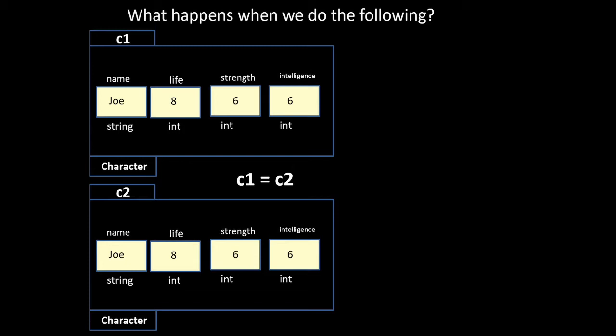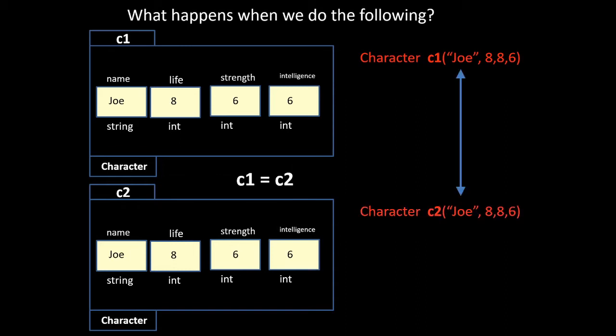you realize now that C2 and C1 are identical. C2 is now Joe, C1 is now Joe. There's no more Bob. Okay? So character 1 is Joe, character 2 is now Joe. Okay? This is what we refer to as a shallow copy. And it'll be more clear to you why this is a shallow copy in a minute.